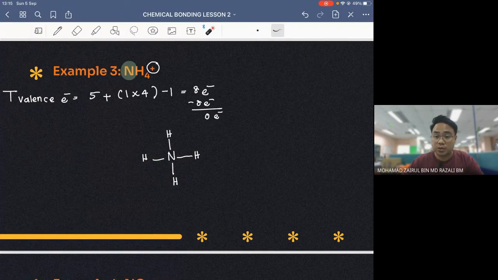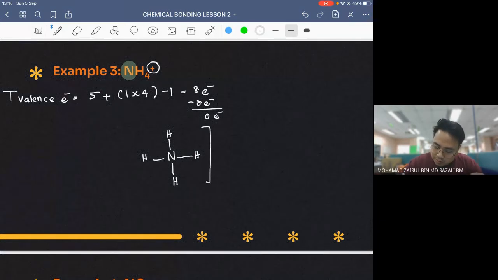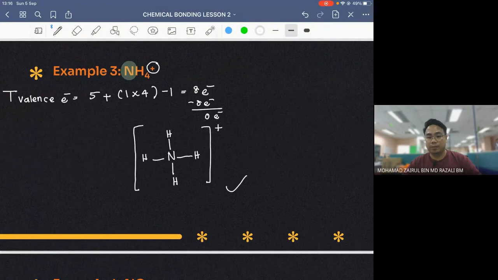Kita check for nitrogen pula. Nitrogen must achieve octet. So this nitrogen have 2, 4, 6, 8 electrons. So now the nitrogen also achieve octet. Okay, since this is an ion, for ion you need to make sure that the Lewis structure need to be drawn in a bracket, and the charge must be right on the top right of the bracket. So this is the Lewis structure for NH4+.